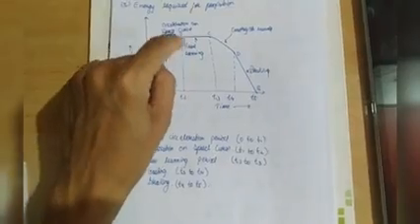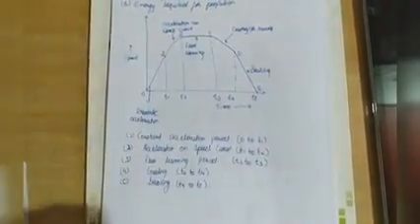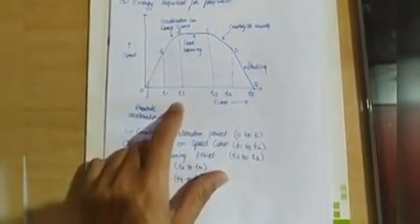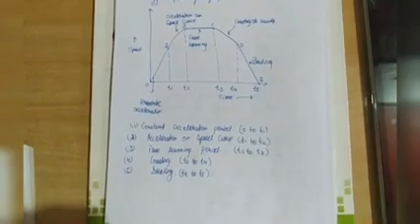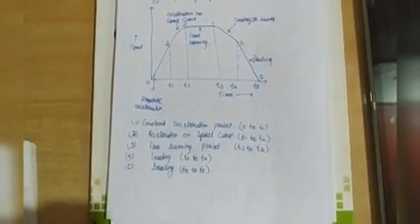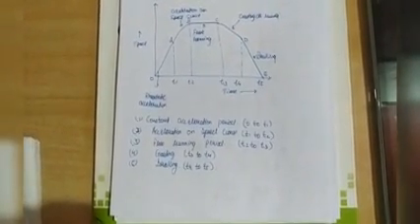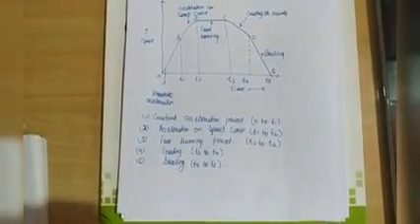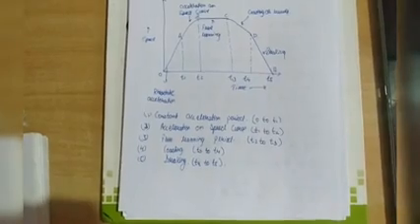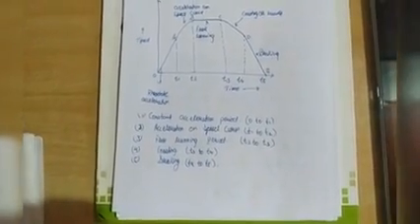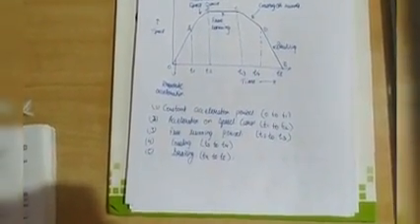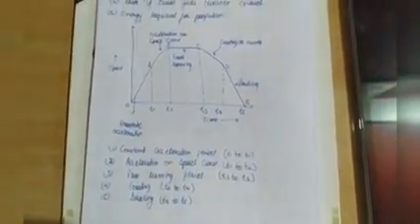The third point is the free running period, which is seen between B and C, and the time is T2 to T3. At the end of the second period, that is at T2, the train attains the maximum speed. During this period, the train runs at the constant speed attained at T2 and constant power is drawn. It is denoted by the portion B to C that you can see in this graph.